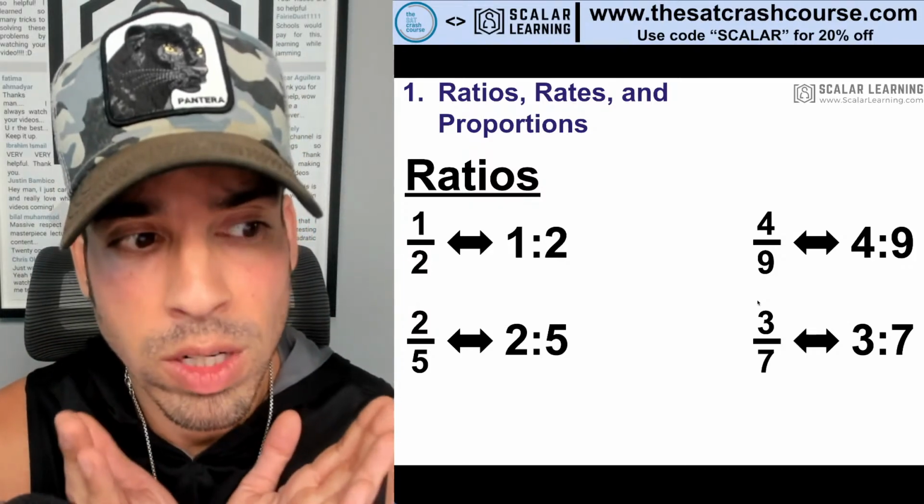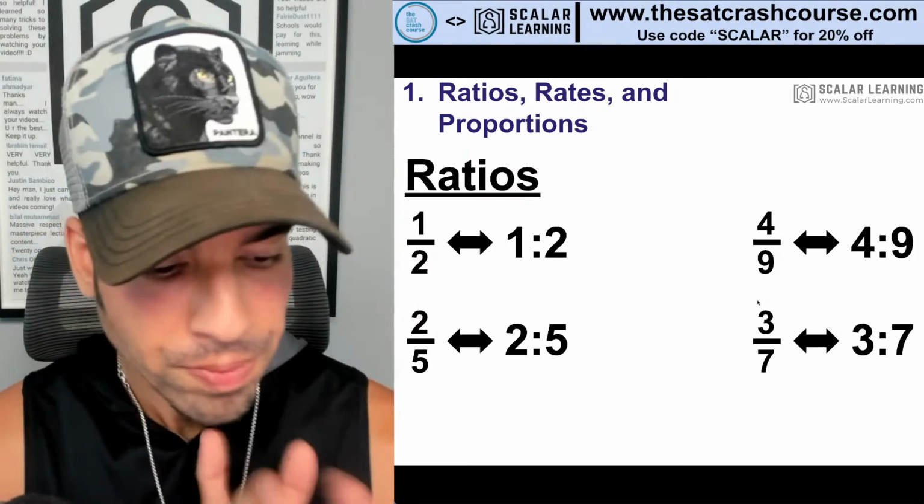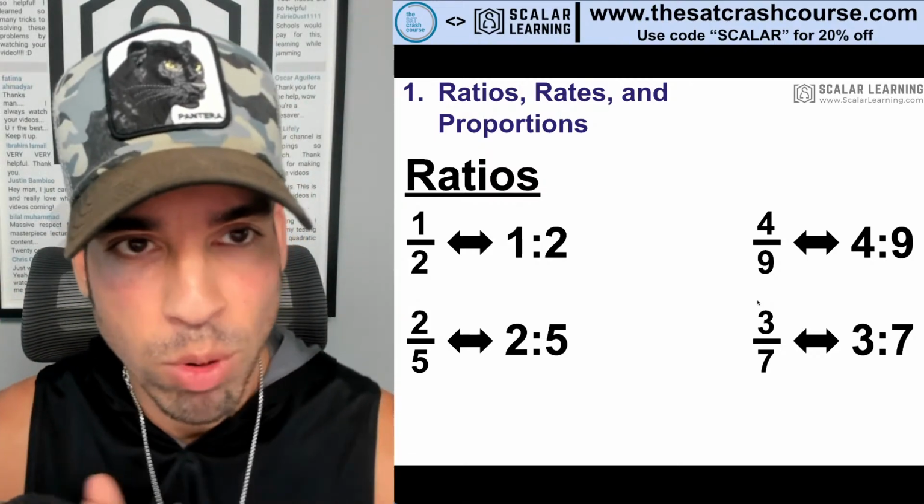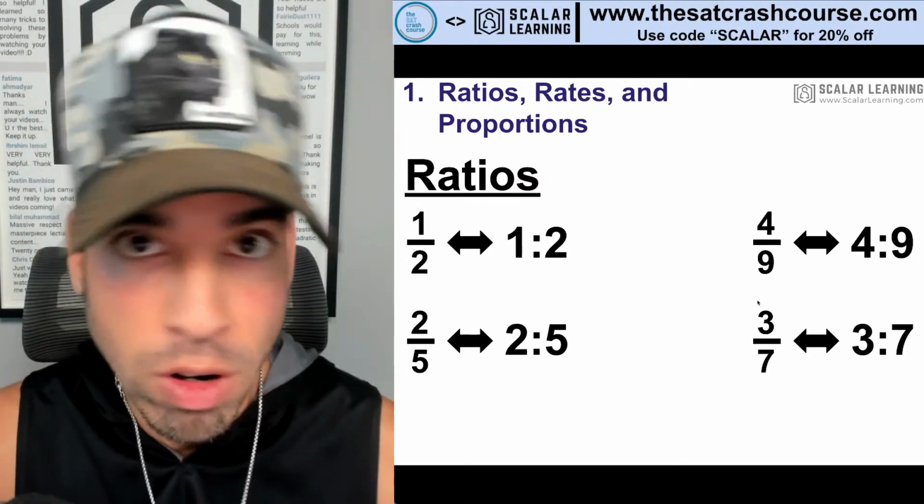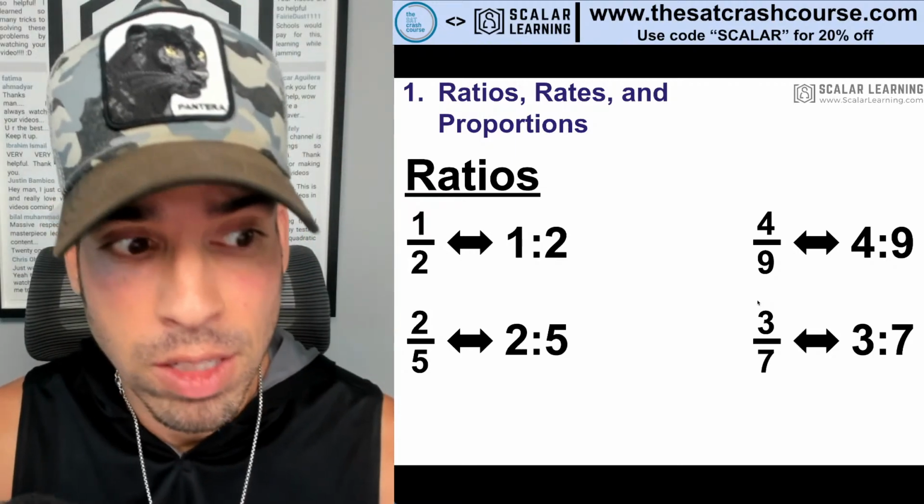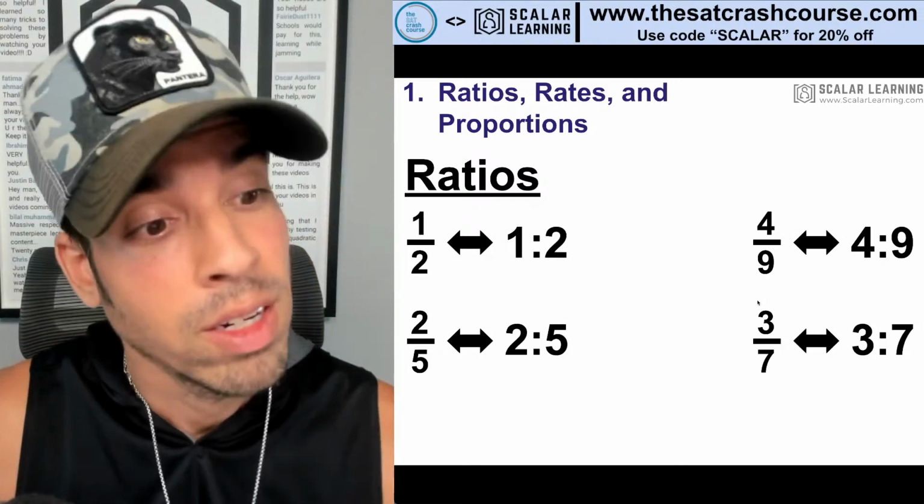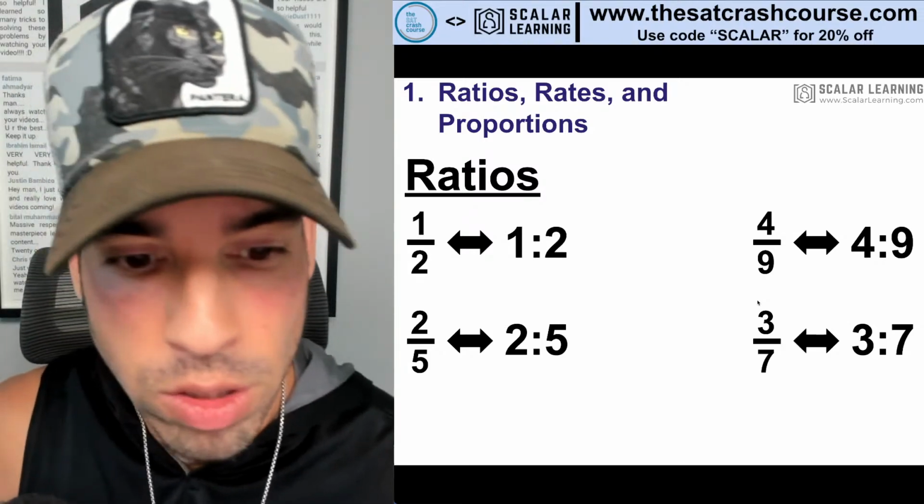Now, when is this going to come into play, right? Let's say for a classroom of boys and girls, there's a 1:2 ratio of boys to girls. What that means is for every 1 boy, there's 2 girls. So there could be 3 boys, 6 girls, 9 boys, 18 girls, so on and so forth.